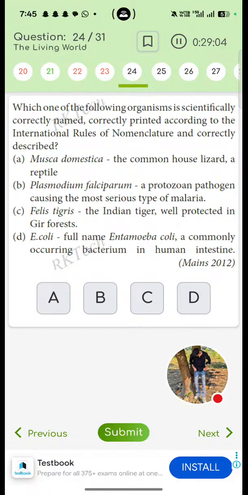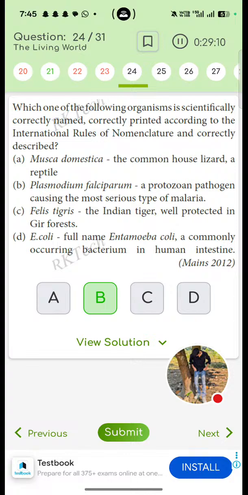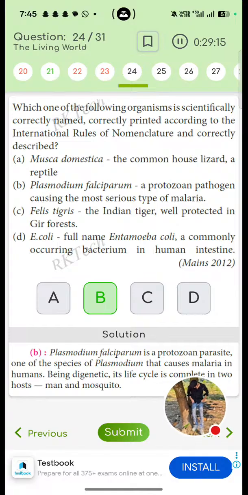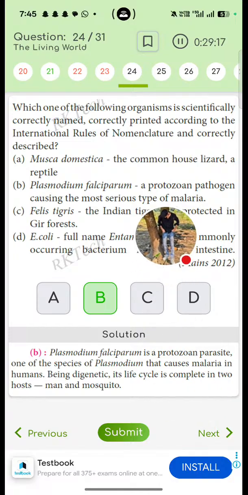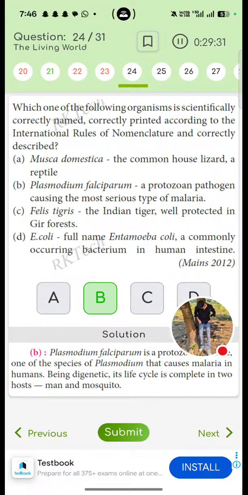Correctly described: Plasmodium is a pathogen. Option B. Plasmodium falciparum, a protozoan pathogen causing the most serious type of malaria. Plasmodium falciparum is a protozoan parasite, one of the species of Plasmodium that cause malaria in human beings. Being digenetic, its life cycle is completed in two hosts, man and mosquito.